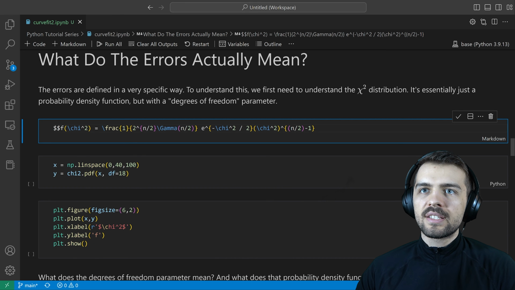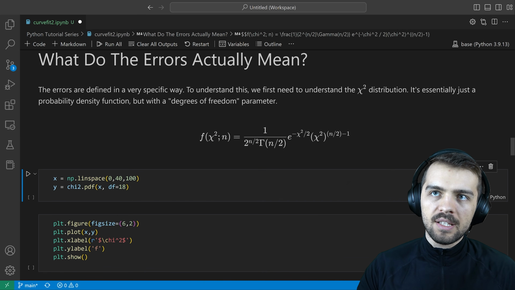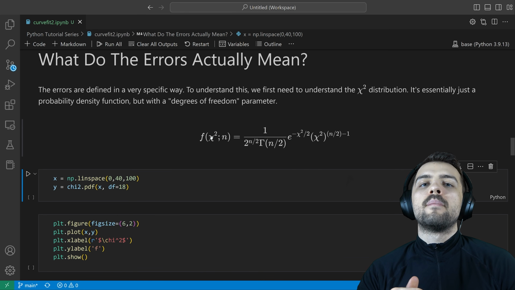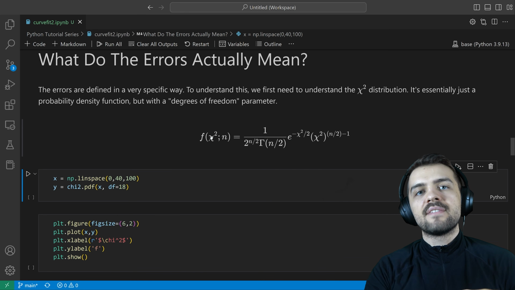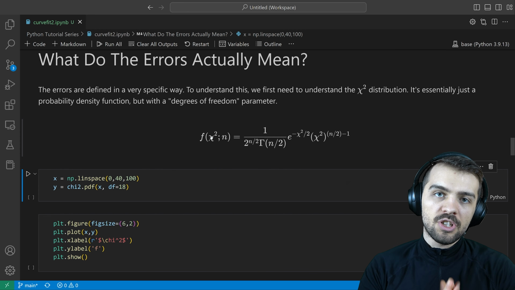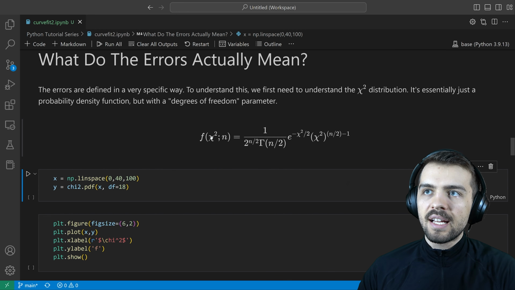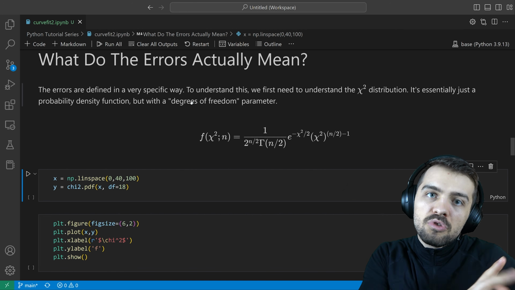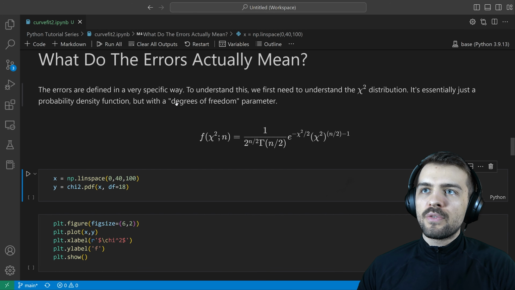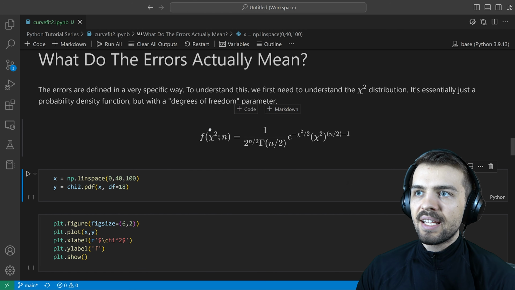So really, if I write this, I should say the probability density function, it's a function of chi-squared, but it depends on n because n gives you a different probability density function. It's a family of probability density functions. Each child in that family is a different degree of freedom. So this is how it's defined here.